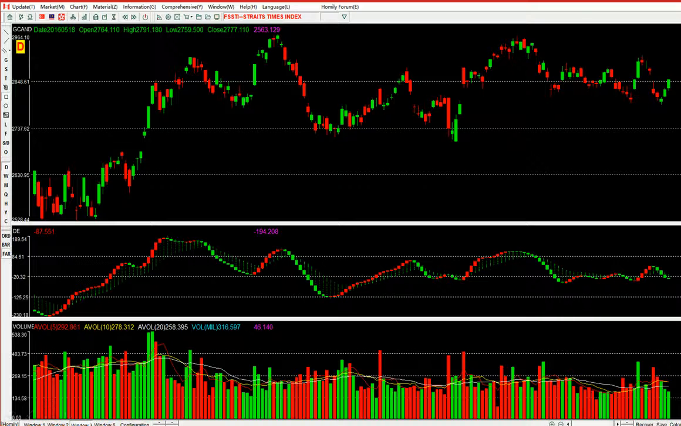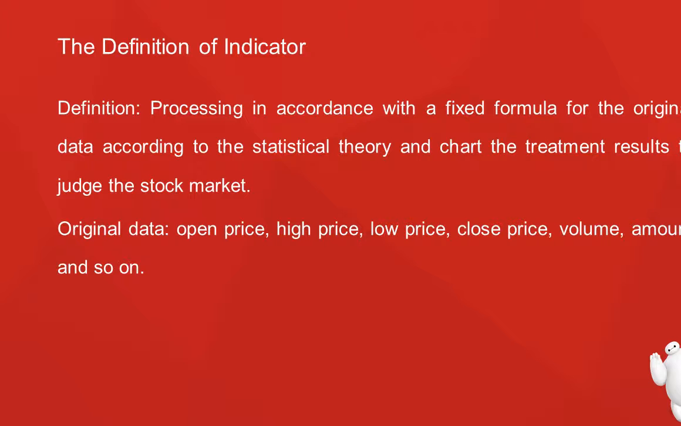Let's see the definition of indicator. I taught you this before, so let's review it. The definition: processing the original data in accordance with a fixed formula, according to statistical theory, and using the treatment results to judge the stock market. The original data include the open price, high price, low price, close price, volume, amount, and so on. So this is the definition. We just need to know it, that's okay.